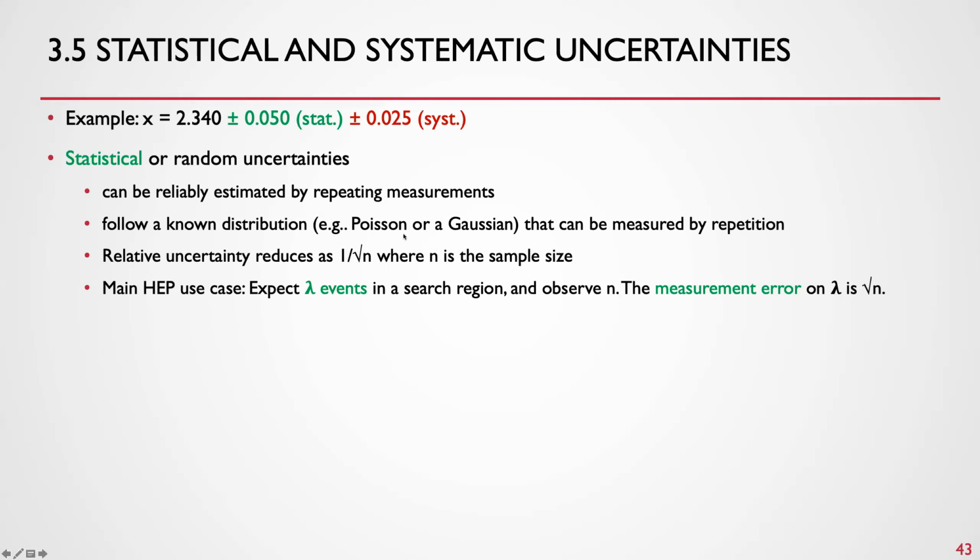If in the next second you observe 3 Z bosons, you know that your detector is broken, just from the statistical uncertainty. Detector is broken means you have a large unaccounted for systematic effect. It cannot be statistical. So statistical uncertainties follow a known distribution. They can be measured by repetition.